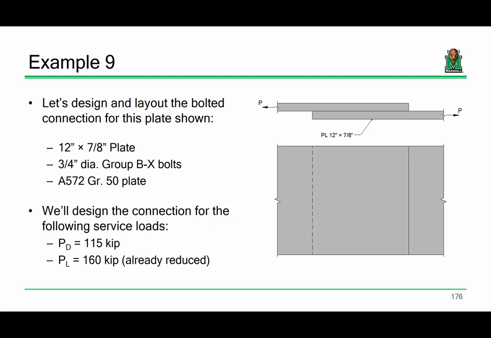So I'm going to connect plate A to plate B. I have a 12-inch by 7/8 inch thick plate. It's a 3/4 inch diameter bolt that's group B. So these are the more stout bolts, and the threads are excluded. We're going to say it's A572 grade 50, and one of the things I've done on this problem is that plate A and plate B are the same. So we're not going to have different bolt bearing checks to make. The bolt bearing check for the plate this way and the bolt bearing check for the plate this way are completely identical. So I don't have to worry about that. I've got a 115 kip dead load, 160 kip live load that's already reduced. So live load reduction has already been accounted for. Don't have to worry about all of that. And there you go. Sound good? That was easy.